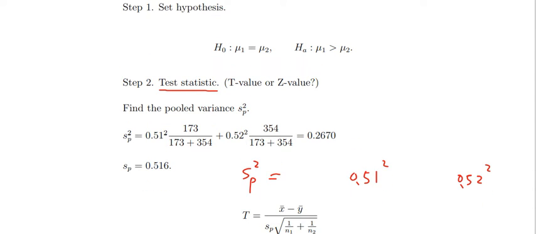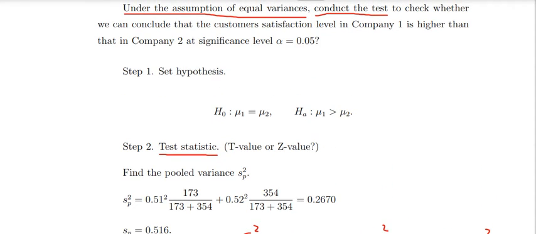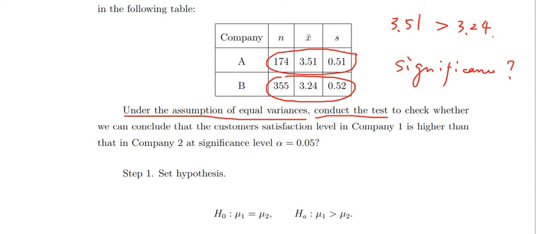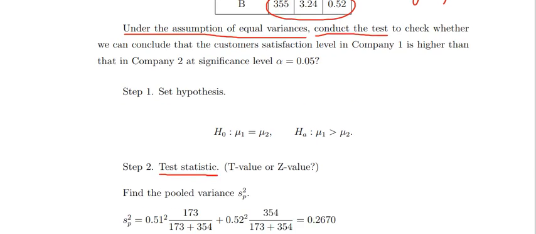Then the pooled variance is the weighted average. Weighted on what? On degrees of freedom. The degree of freedom is n minus 1. So here, what is the sample size? Sample size 174, so the degree of freedom is 173. The other one is 355, so the degree of freedom is 354, right?